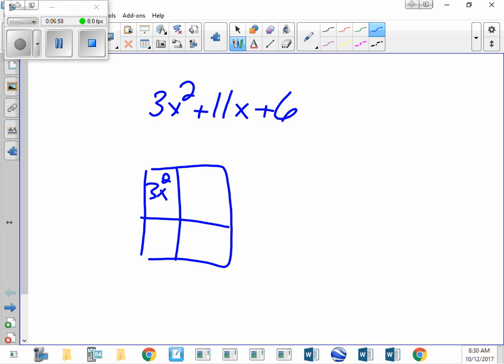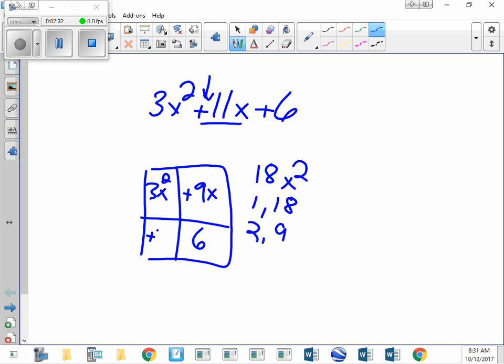3x squared and 6, multiply those together, and I get 18x squared. That number is positive, which tells me the signs are the same. And the middle term is positive, which tells me they're both plus. So plus and plus. Now I want to create an 11 using the factors of 18. Do 1 and 18 work? No. Do 2 and 9 work? Yes. I put a 9x and a 2x.